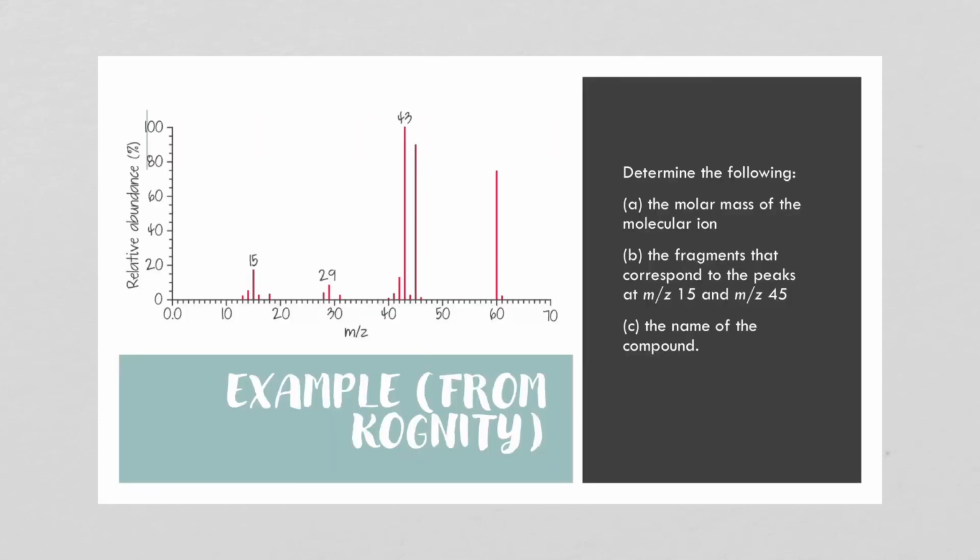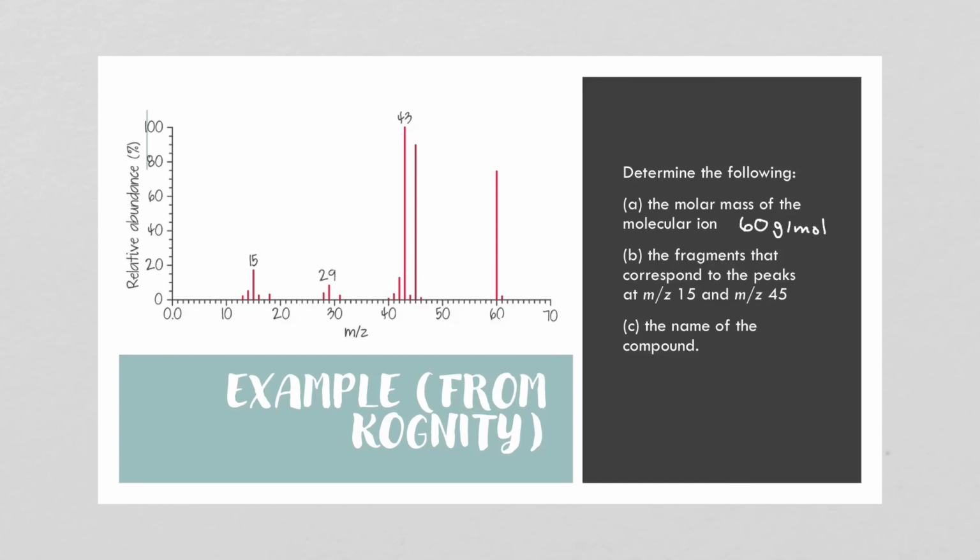So this is an example from our Cognity textbook. We've been presented with a mass spectrum. We're being asked to determine the molar mass of the molecular ion, the fragments that correspond to the peaks at the mass charge ratio of 15 and mass charge ratio of 45. There was a typo in their question that should say 45, not 43. And then the name of the compound. So the first thing is the largest peak will be the molar mass of the molecular ion, so it's 60 grams per mole.